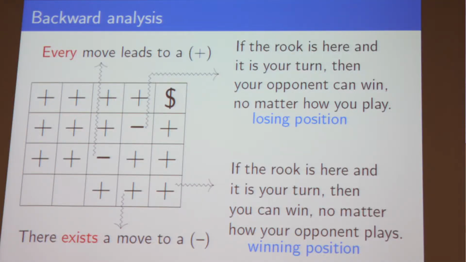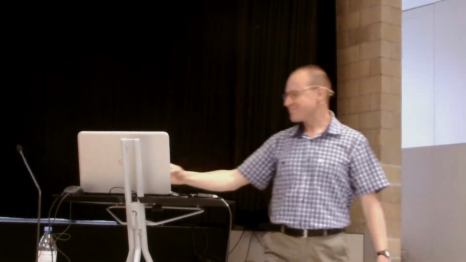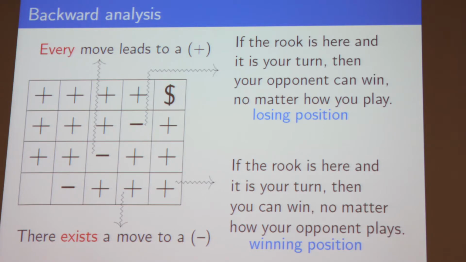And again, every square from where you can reach that minus should also be a plus. If the rook is anywhere there, in one move, you bring your opponent to the minus. You just continue. When the rook is there, same thing. No matter what you do, your opponent will end up at a plus. So you have 6 moves available, but none of them is very attractive. This is a minus.